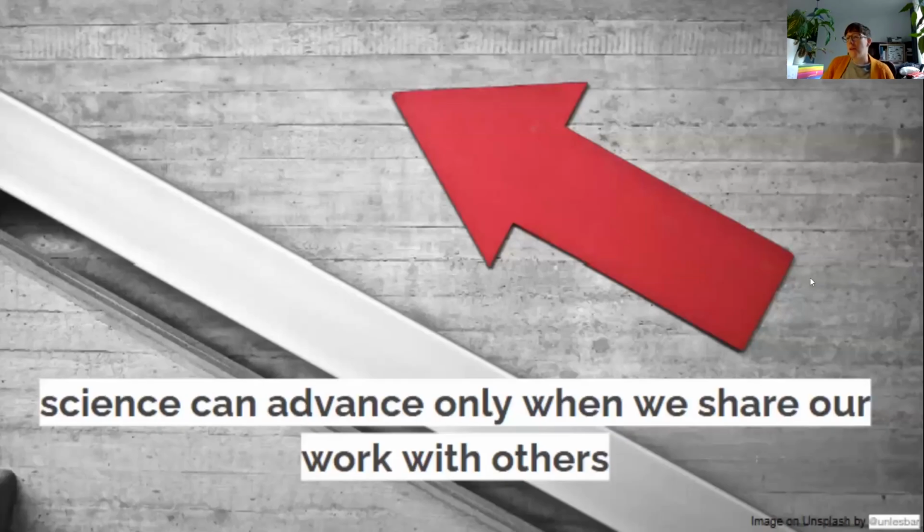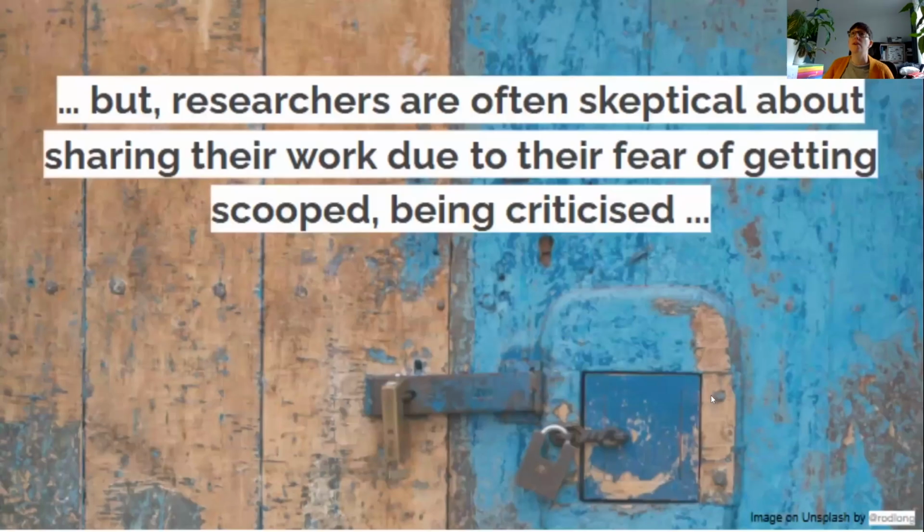Again, I guess a lot of people have called me a dreamer about this, but I really believe that science can only advance when we share our work with others. Otherwise, there's just no point. And I am aware of the reality. Researchers are usually skeptical about sharing their work because, of course, there's this fear of getting scooped, or you can also have that inner voice: what if I share my code, my research, and it is wrong? What are people going to think about me? These are valid concerns. I'm not going to dismiss them.